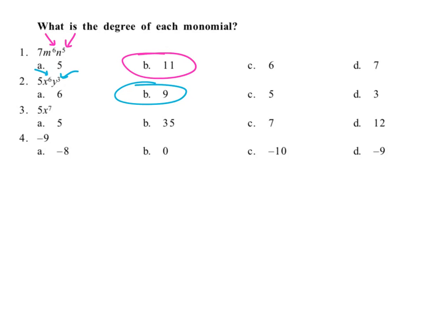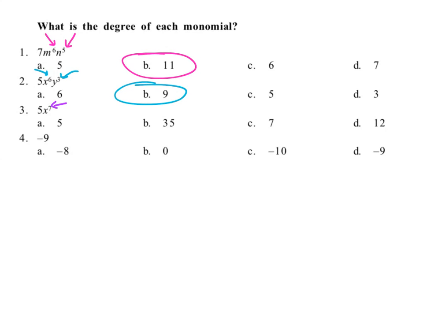For number 1, m to the 6th, n to the 5th can only be added with other terms, also m to the 6th, n to the 5th. That'll come up when we do further problems, but just know that these are monomials because there's just variables being multiplied together. So on this next one, number 3, you can see there's only one variable, so whatever exponent is on that variable, and that exponent is a 7.